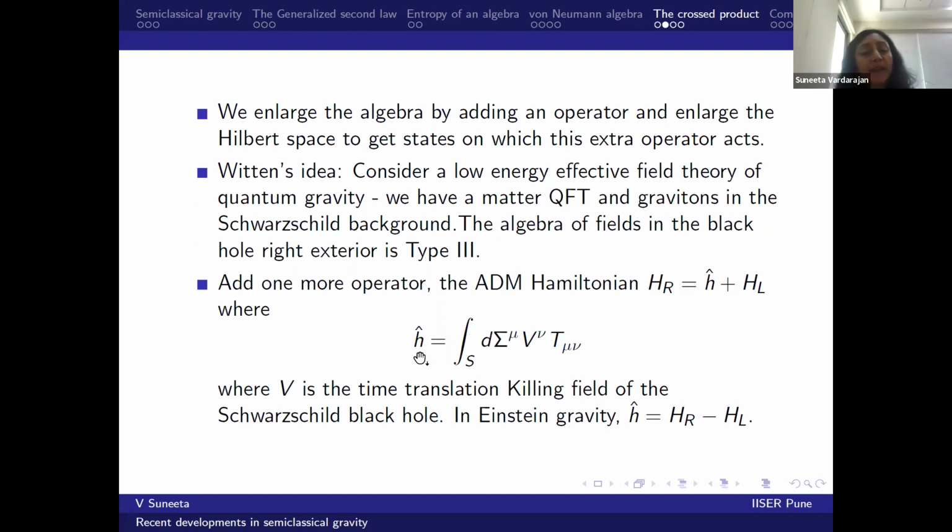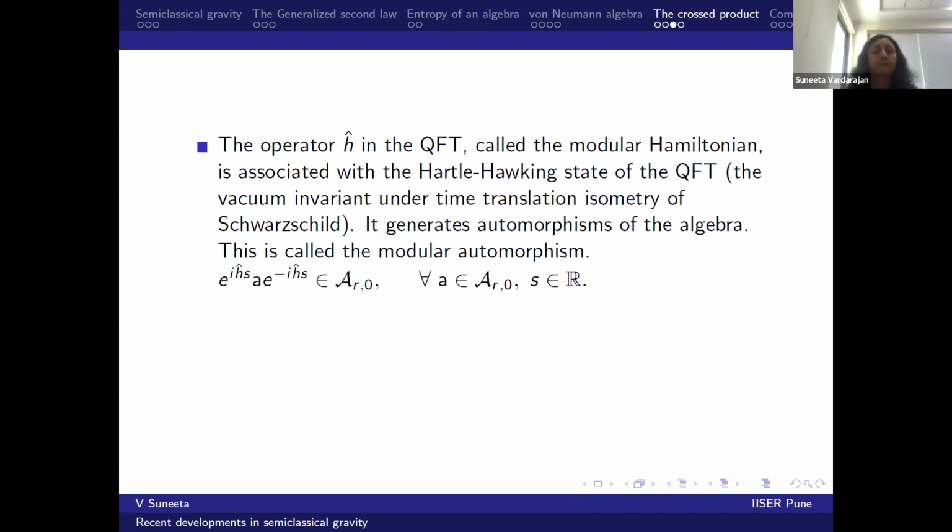You take this operator H hat, which is the integral over a full moment of time slice, or a Cauchy surface, of the time translation Killing vector field of the Schwarzschild black hole, multiplied by T mu nu, the energy momentum tensor of the matter. This integral is actually the difference of the right ADM mass and the left ADM mass. So what I'm adding to the right exterior algebra, the new operator, is the right ADM mass. Now this H hat operator is a very special operator called the modular Hamiltonian.